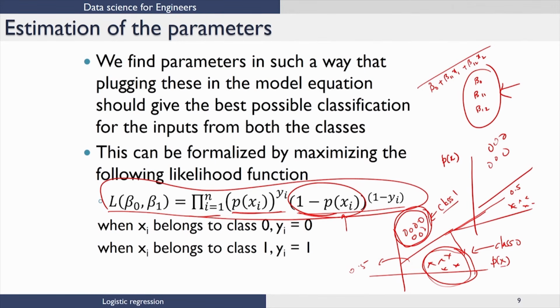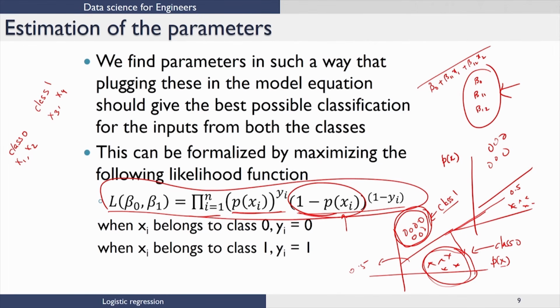Now, let us take a simple example to see how this will look. Let us say I have class 0 with two data points x1 and x2, and class 1 with two data points x3 and x4. So, this objective function, when it is written out, would look something like this.